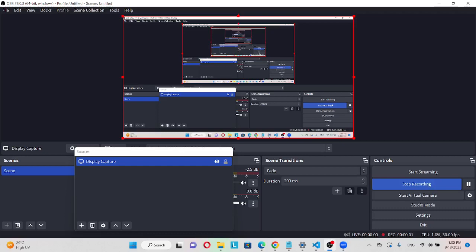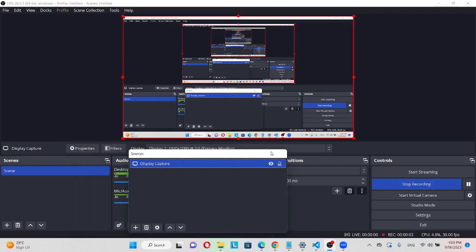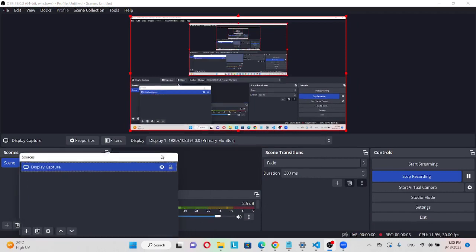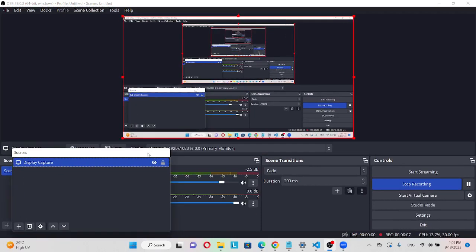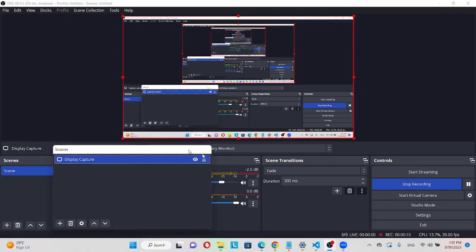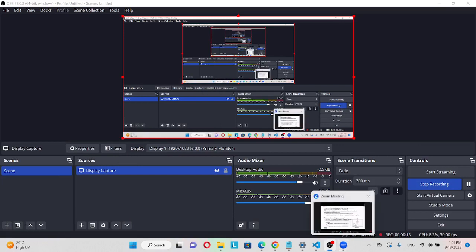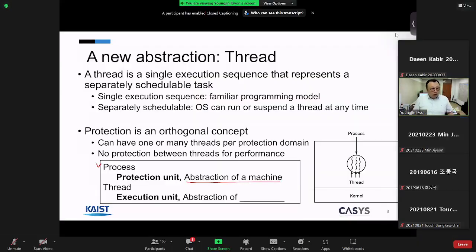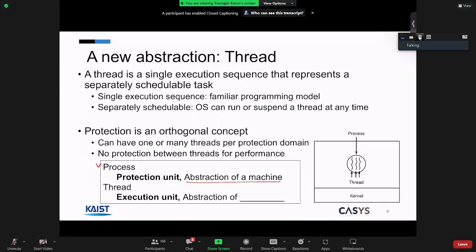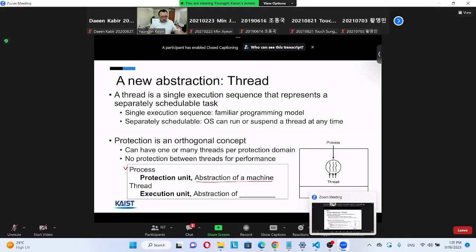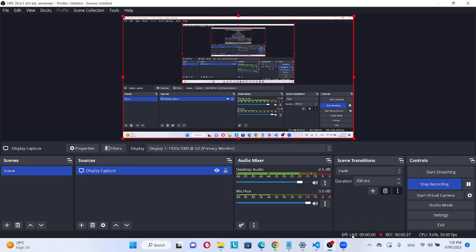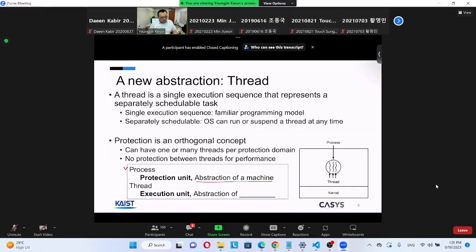Abstraction of a thread. So in summary, the design for a thread is this. The process is designed as a protection unit by definition. The OS designer thinks of a process as a protection unit, and it actually abstracts an entire machine. And thread is for concurrent programming in modern multi-core CPUs. So thread is a lightweight abstraction compared to process.